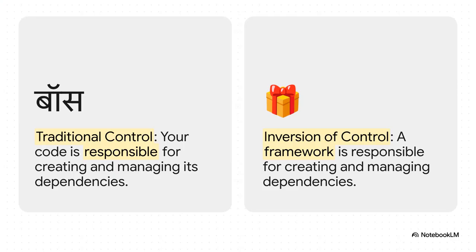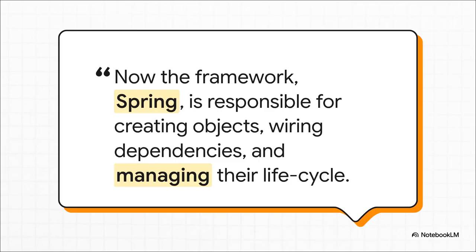And this lays it out perfectly. Traditionally, your code is in charge. It creates what it needs when it wants. But with inversion of control, that responsibility gets flipped. It's inverted. You hand over control to some external thing, like a framework. Your code just kind of raises its hand and says what it needs, and then it trusts the framework to handle the rest.